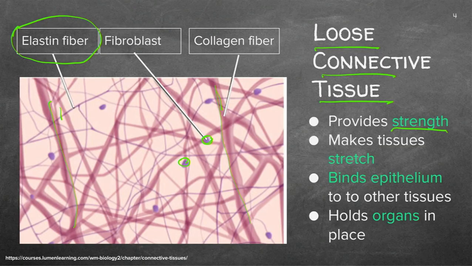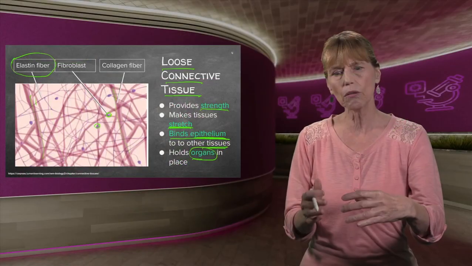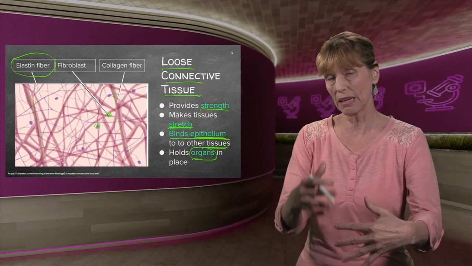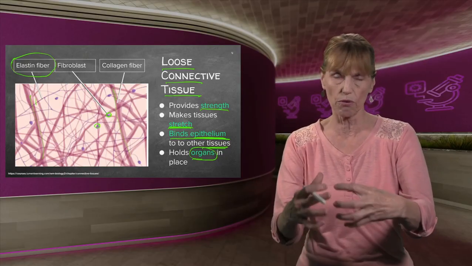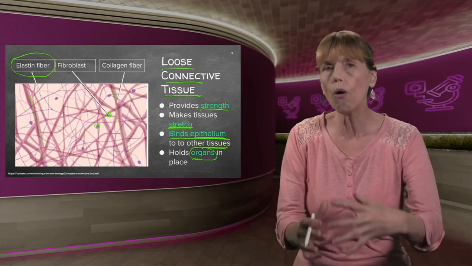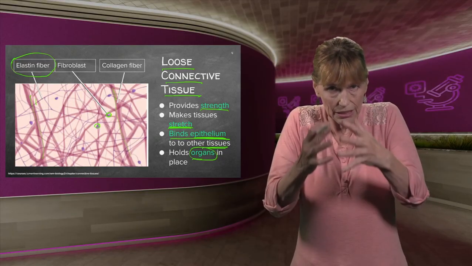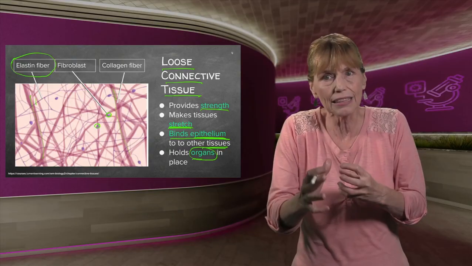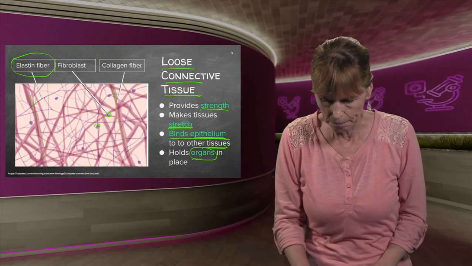It provides strength. It makes the tissues nice and stretchy. Think if these were all elastics, you can give some stretch to it. It binds the epithelium to the other tissues, whatever tissues are underneath it, depending on where it is in the body, and it holds the organs in place. Just like you had your microtubules and your cytoplasm inside a cell to stop the nucleus and all of them falling down the bottom with gravity, your organs are kept in place in the certain spots they need to be in your body by these connective tissues and the fibers.